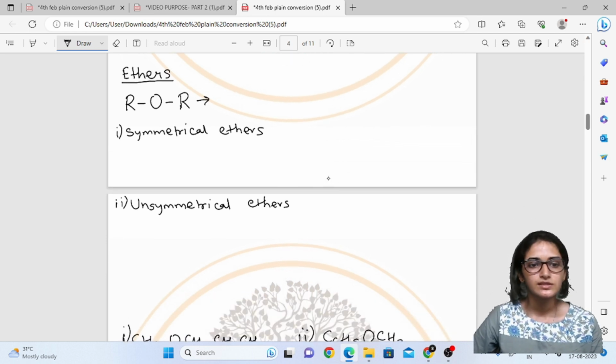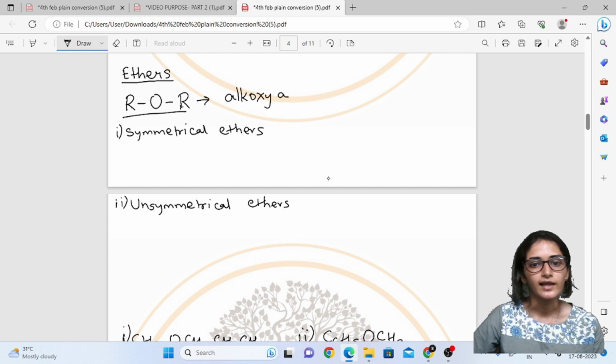Now ethers are represented by the formula ROR, wherein both the R's are alkyl groups and O is the oxygen. Okay, so what name are we giving to ethers? Ethers are named like this. Now this is an alkyl group, this is an alkyl group. So the IUPAC name is alkoxy alkane. Alkoxy means what? Alkyl group plus oxygen. So alkoxy and one alkane.